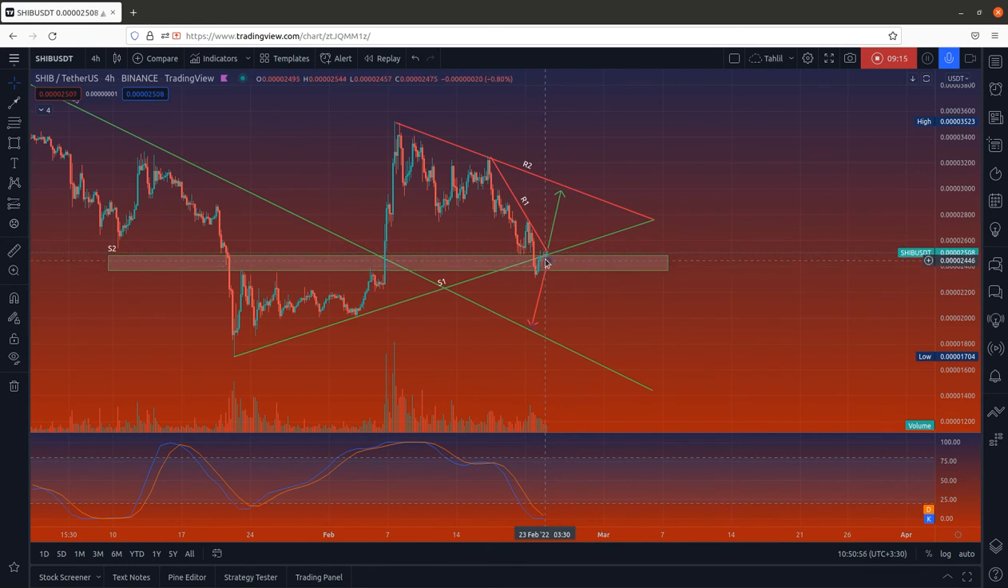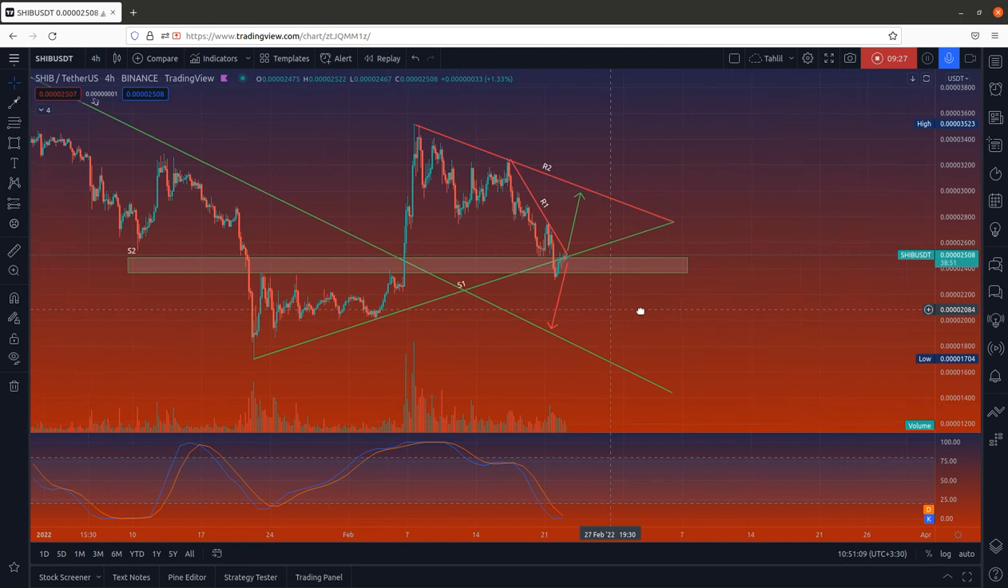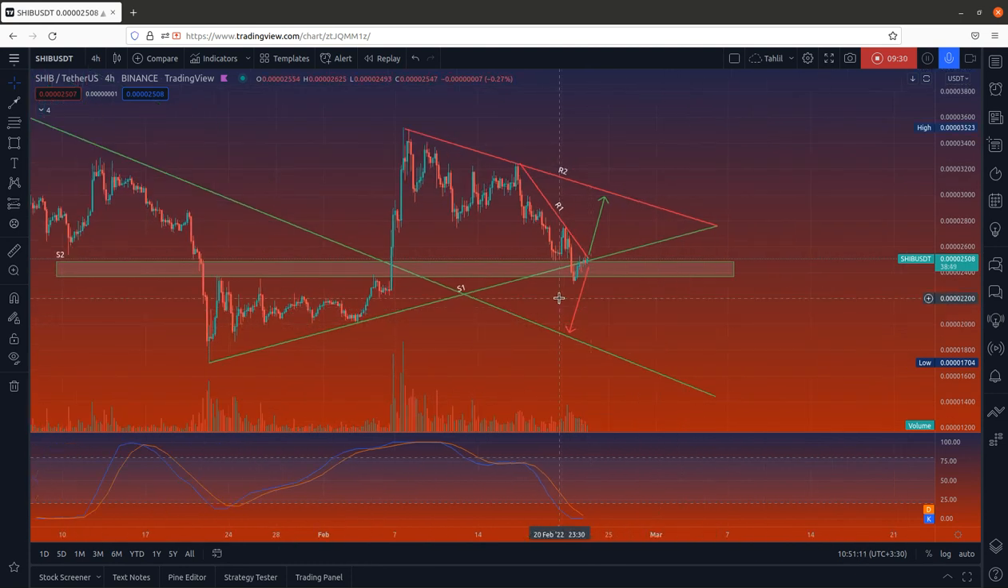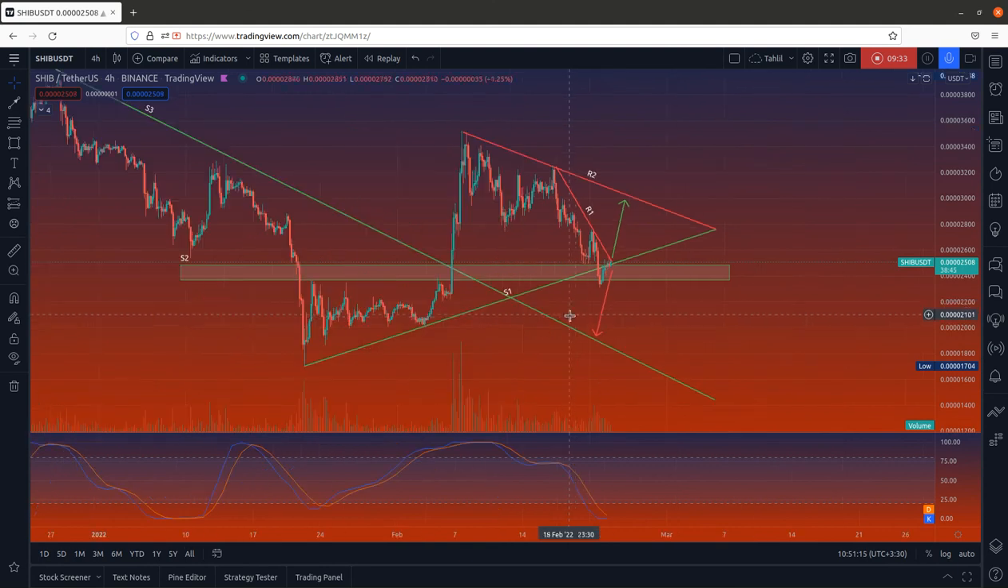Therefore, it is less likely for the price to go up. I'm not saying that it is unlikely. It is less likely. The probability is low because there are three areas which make confluence here. Anyhow, if it is able to break, it will go up. If not, it will go down.